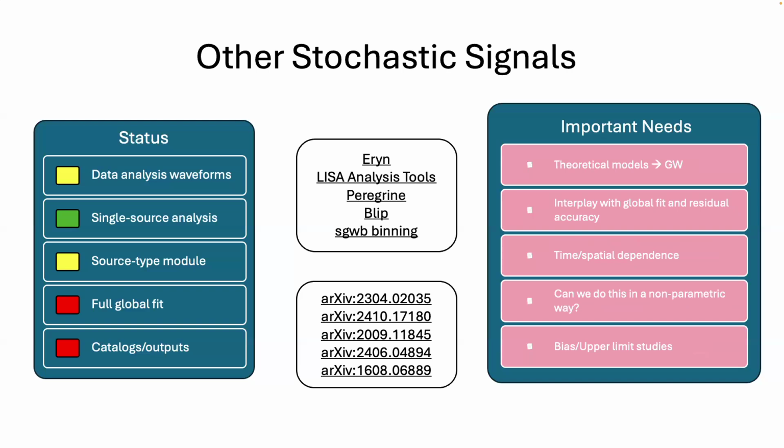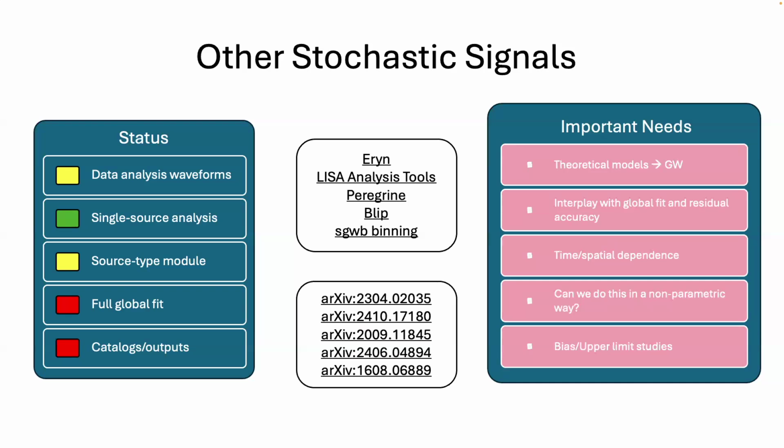Other stochastic signals. This is really things that are more outside the galaxy. Something that's not always predicted by a strict set of sources, but something like cosmological or maybe an astrophysical background from EMRIs or something like that. For these signals, we have not done any full global fitting and have no catalog outputs. That's the difference from the last slide. But it's kind of in a similar state with the data analysis waveforms. The single source analysis is done.